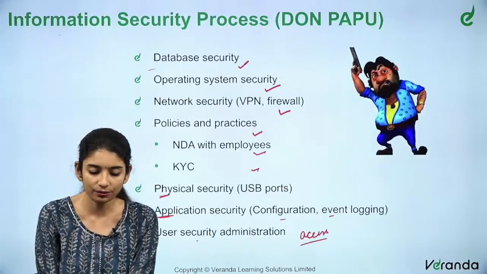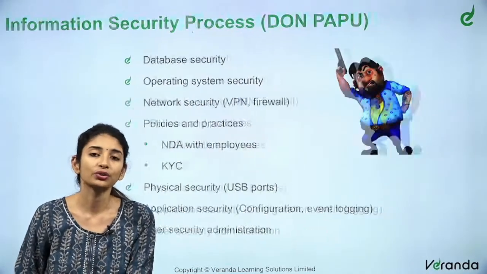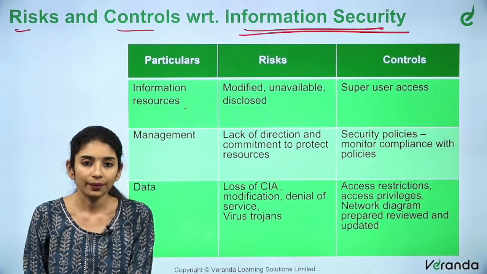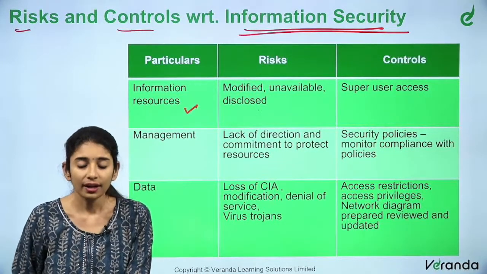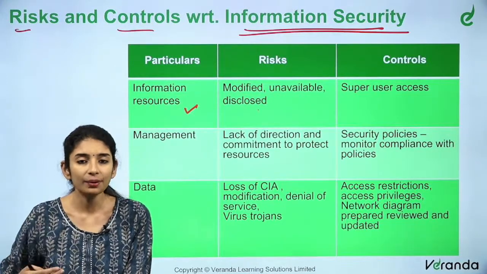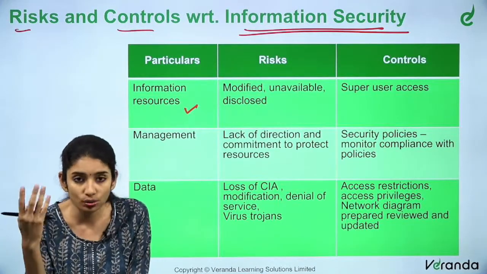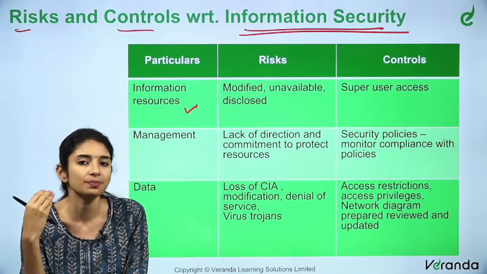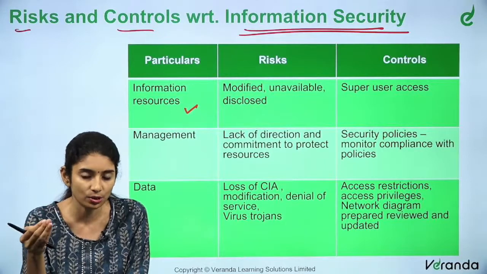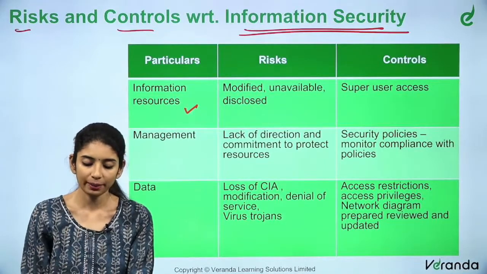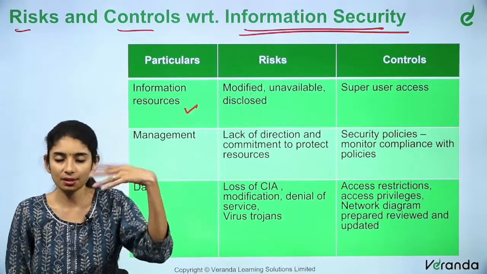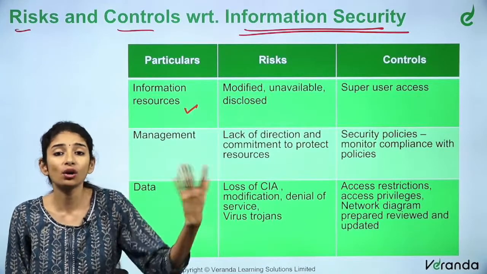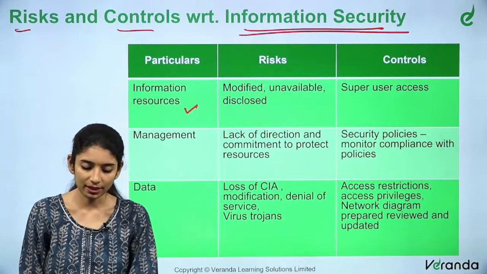So now we just did information security process. Now we are going to do risks and controls. Information resources, risks are they are modified, they are unavailable, or they are disclosed to others. Controls would be to have super user access, which means my super password or some high level password. Someone can go into the system and change the data. Unavailable, denial of service, or disclosed to an unauthorized person.